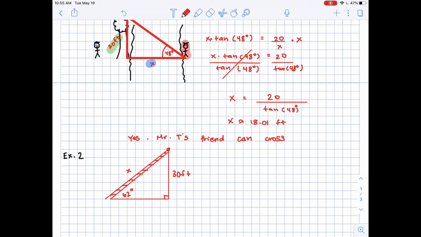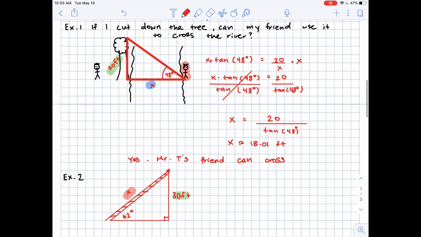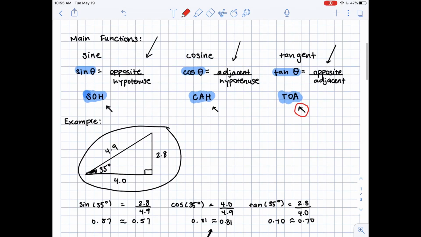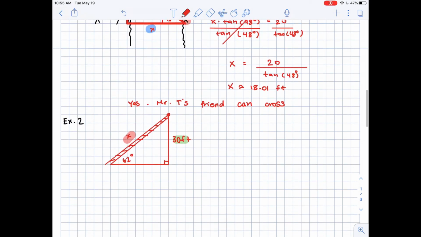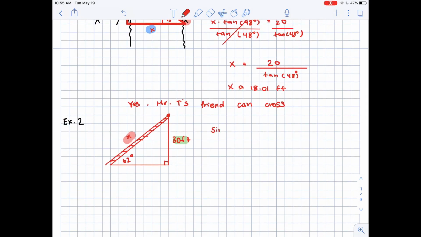That's x. We don't know what the length of the ladder is going to be. So just like the previous question, let's set this up. We have the opposite side of the angle, and we have the hypotenuse. Opposite and hypotenuse, right there, sine. So sine of 62 degrees is the opposite over the hypotenuse.